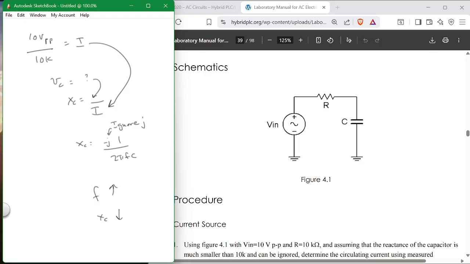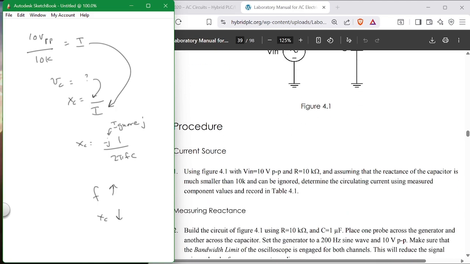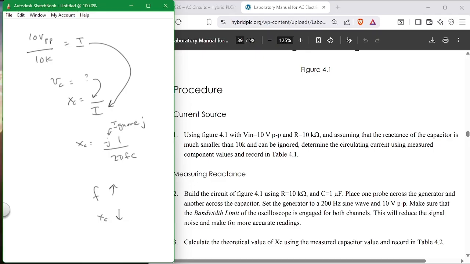You can effectively ignore the impedance of the X sub C for calculating I. That's what that means. It makes this lab very doable, and you can, I hate to use the word, zip right through it, but you can. But that's basically what is going on here. And until you get that in your head, it's confusing.